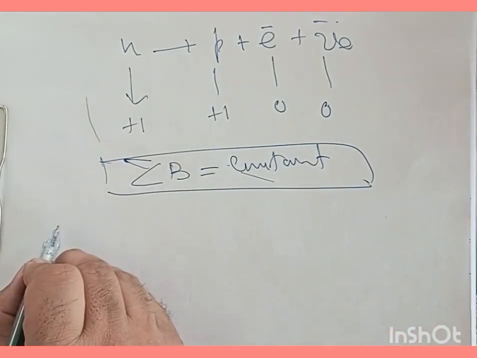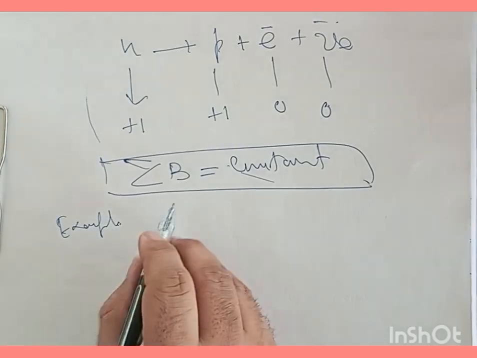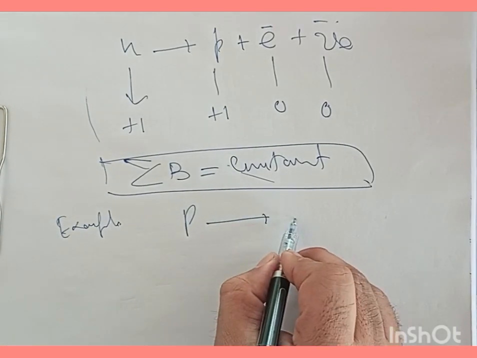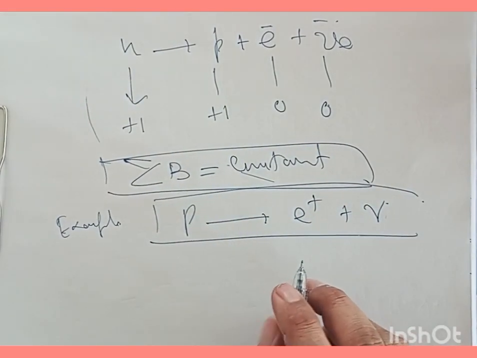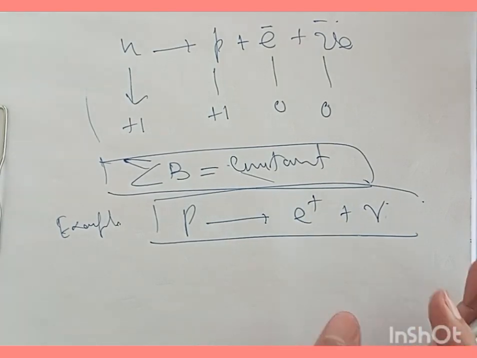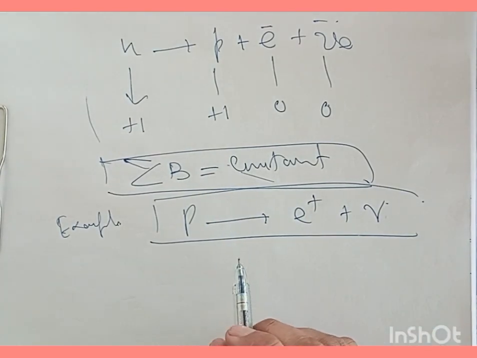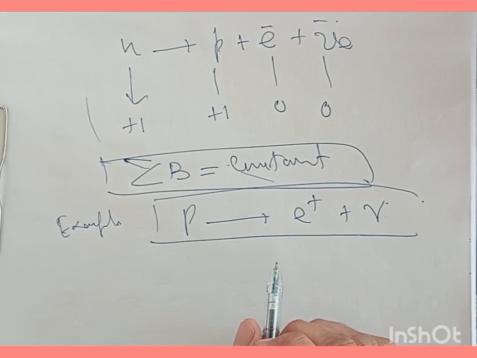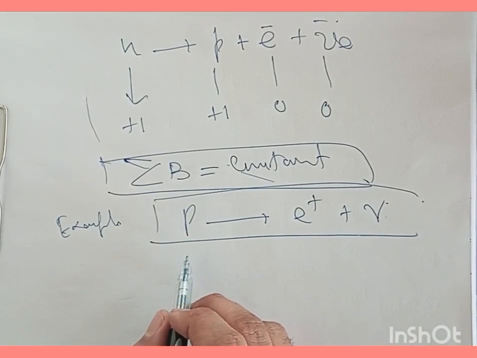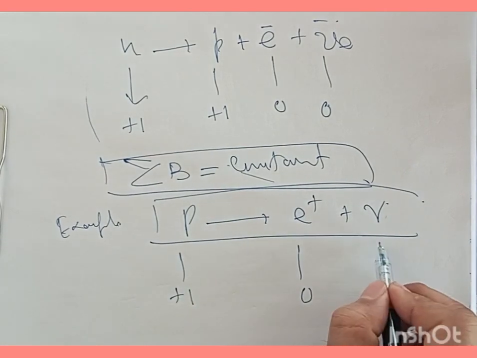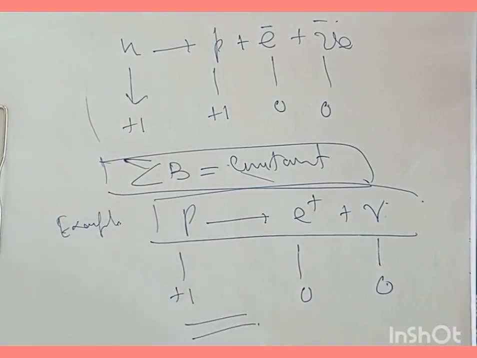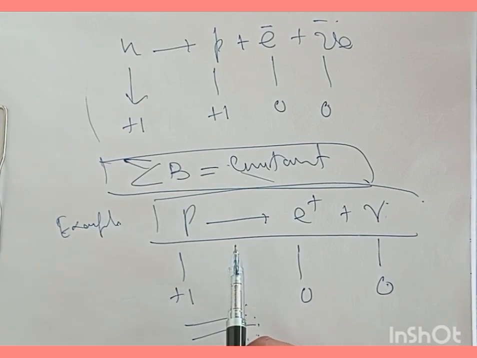Now let's take another example. Say, if I take a proton decaying into a positron and a gamma ray photon. Now let us see whether this decay process is possible or not. What about the baryon number here? We have +1 for the proton, for the positron it is 0, for the gamma ray photon it is 0. So we can see here that this baryon number is not conserved. So if baryon number is not conserved, then this decay process is not possible.